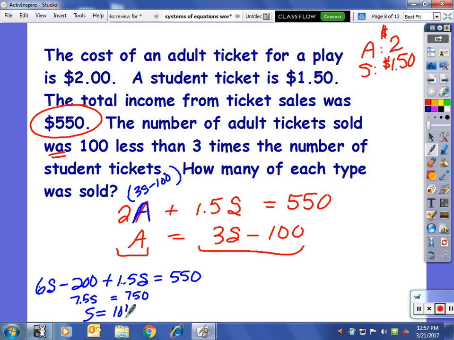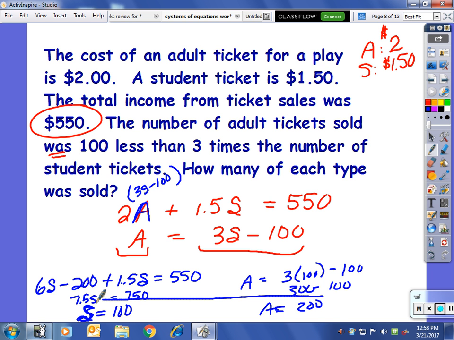So guess how many student tickets then? 100. I try to make my s's fancy so they don't look like 5s. 100 student tickets. Now, I still have to find the adults. So I would go back to that bottom red equation. Adults equals 3 times s minus 100. What did we just figure out s was? So adults would equal 3 times 100 minus 100. 300 minus 100 is 200. And there's my answers right there.